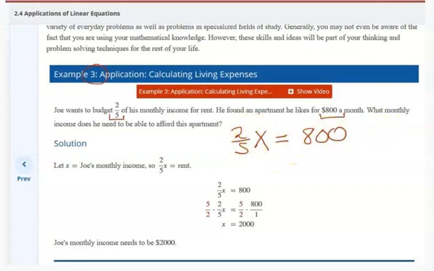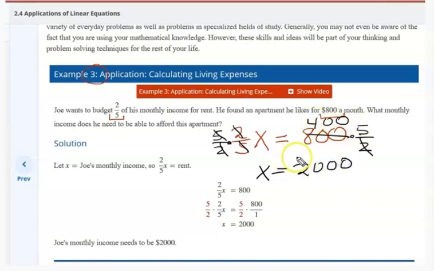There's our equation. So what would the strategy be to solve? Well, we're going to use the reciprocal, 5/2 that we've used before, and 5/2. Here, these all cancel out and become a 1x. Now, 2 will go into 800 400 times. Cancel that out. And then 5 times 400 is 2,000. And that seems reasonable.